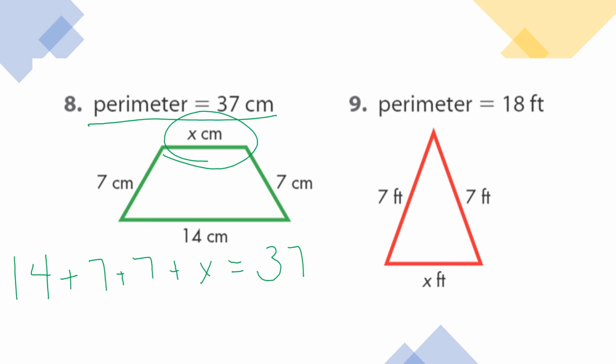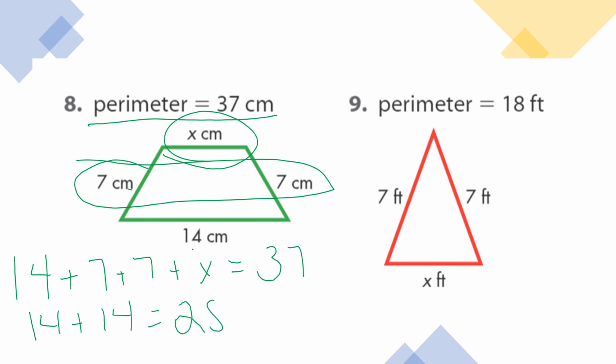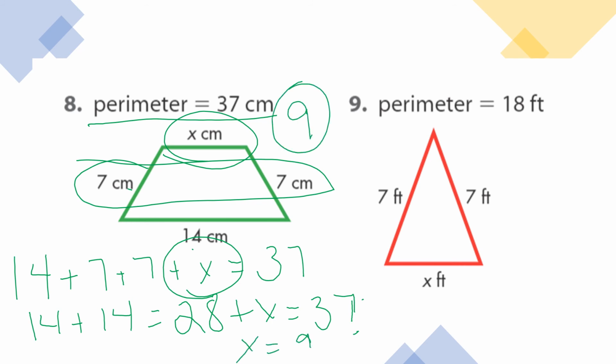Okay, let's try that again. So as I was saying, some of you knew that 7 and 7 made 14, so you're like 14 plus 14. And so I know 14 plus 14 gives me 28, and then 28 plus that x gives me 37. And so when I do my math, or I can either count up, so I have 2 gets me 30, and then my 7, so x is equal to 9. And 9 is my answer here, 9 centimeters.